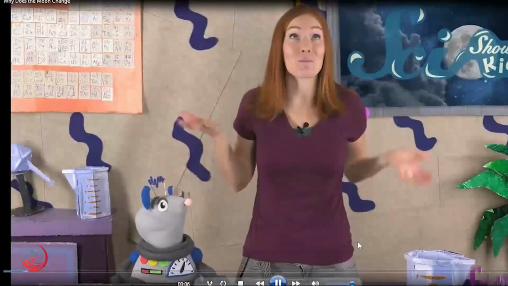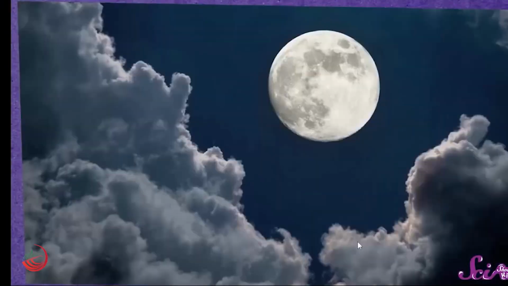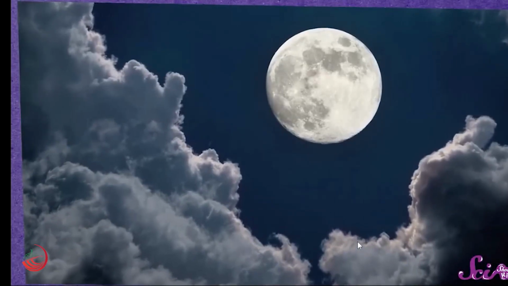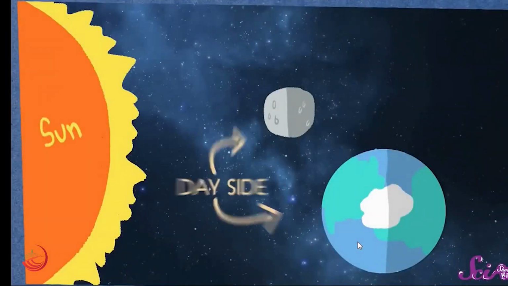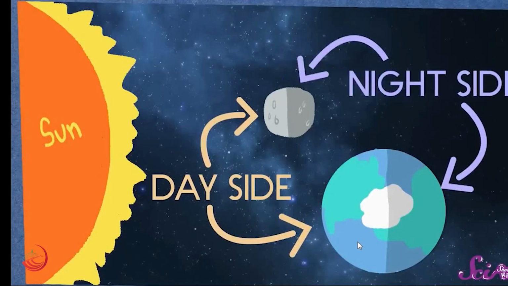If you ever look up at the moon in the night sky, say before you go to bed, you've probably noticed that as the days and weeks go by, the moon looks like it's changing shape. Some nights, it's a little sliver, and some nights, a few weeks later, it's a big bright circle. Well, the moon doesn't actually change shape, but our view of it does. Why? Well, the moon, just like the Earth, has a day side and a night side. A part that's facing the sun and a part that's not.